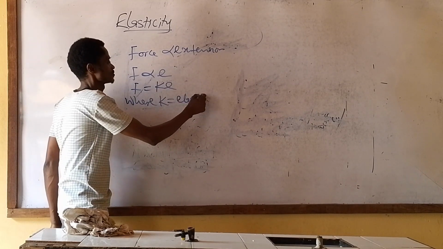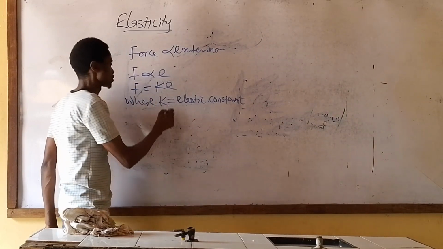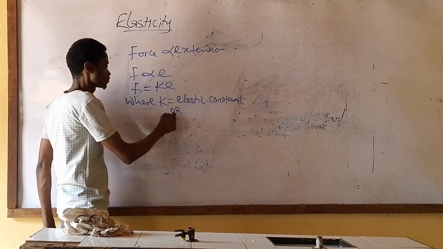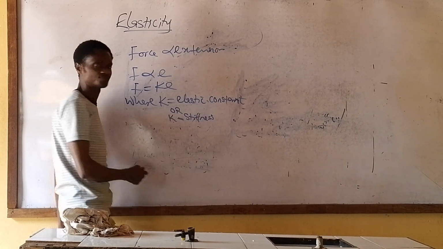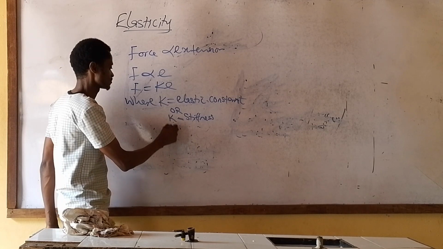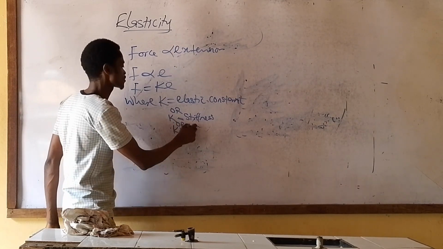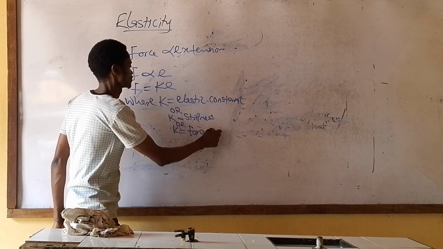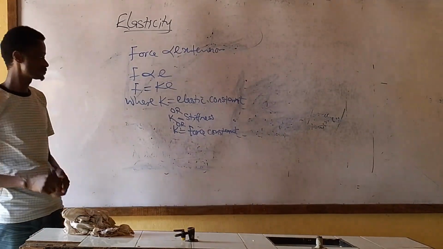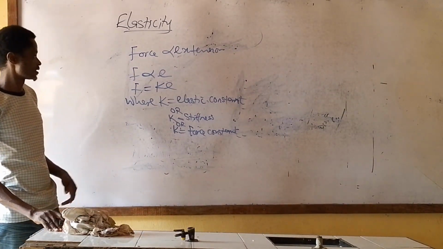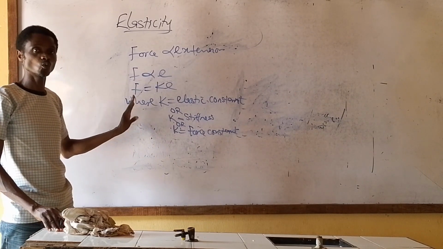where K is called the elastic constant. We can also call it stiffness. We can also call it force constant. You can see the names. Are you getting me? Now, this is Hooke's law. Is that clear? This is Hooke's law.